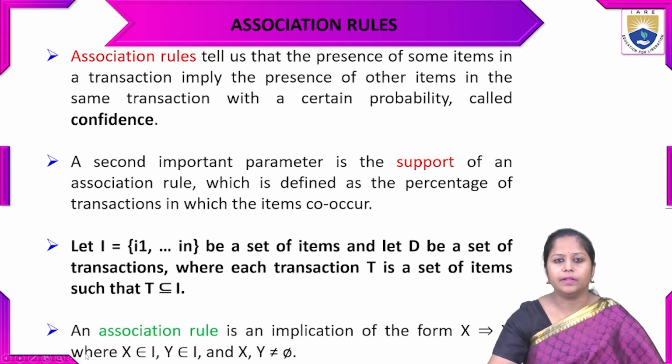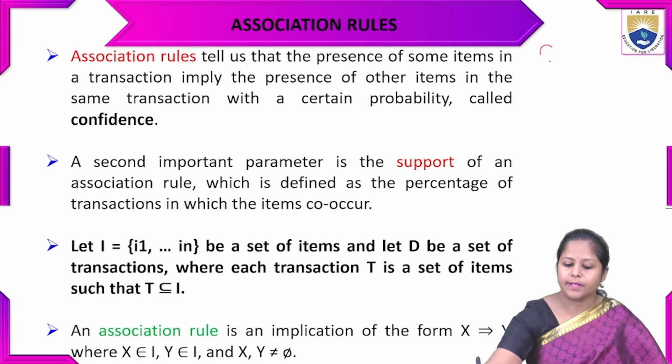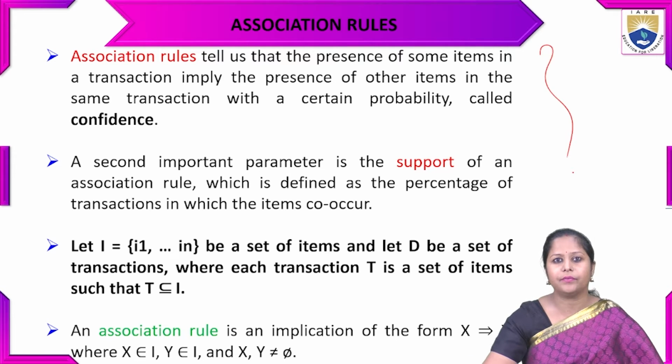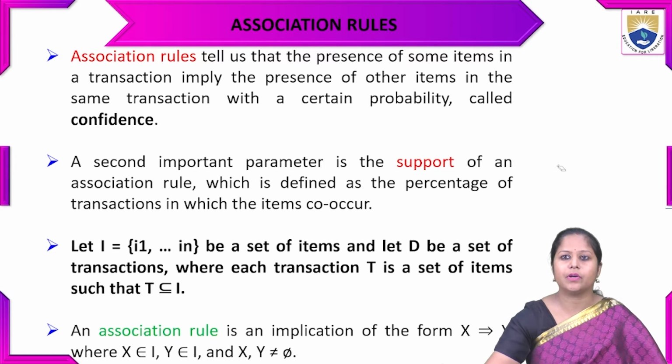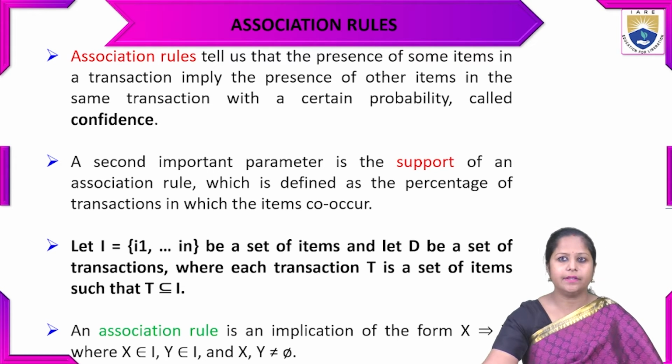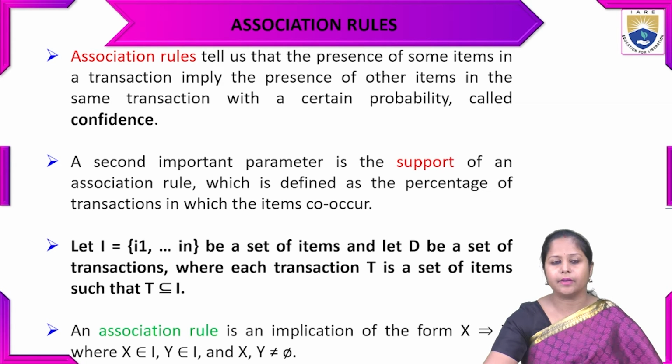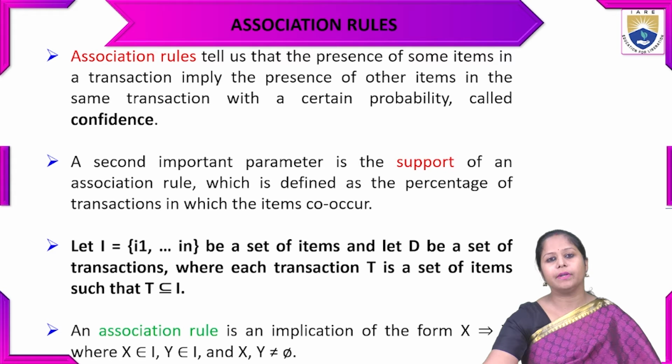So the association rule is going to tell us that if there is a presence of some of the items in one transaction, in one single purchase, that is going to imply the presence of other items also. So in that same transaction, if there is some probability that the other item is also going to be purchased by that single customer, that will be the confidence. The confidence is that he is surely going to purchase the other item together with that item. So that is the frequent item set.